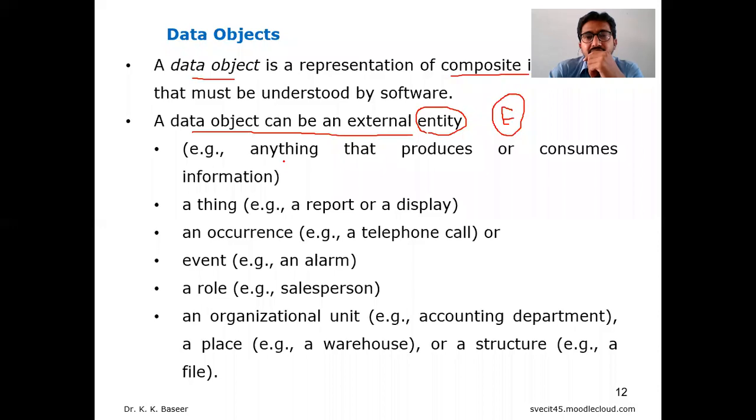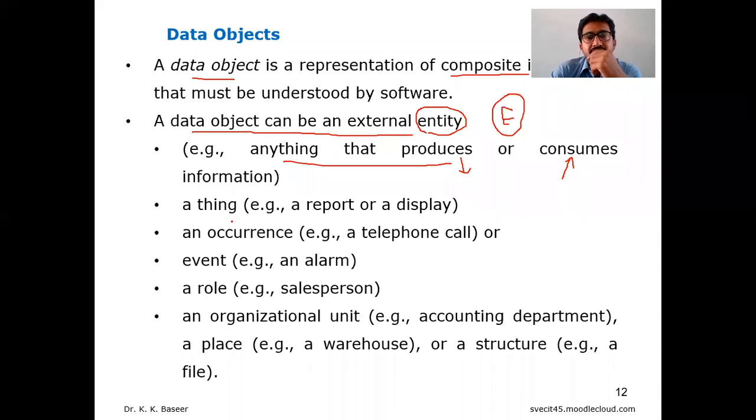For example, anything that produces or consumes information. You give the input for your software, or you get the output from your software; producing means getting the output from your software. For example, if your software is PhonePe, what is the output of PhonePe? A transaction. The consumer is consuming the information. What is the input for PhonePe? The credentials as well as whatever details of data you give. So an input or output will be called an external entity here.